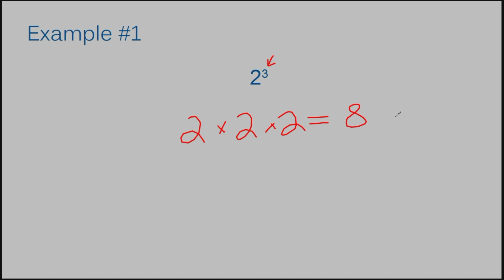Let's move on to example number 2. 4 to the second power. Okay, this is the only other exponent that has a nickname. Remember how I explained that an exponent of 3 has the nickname of cubed? Okay, well, when you have an exponent of 2, it also has a nickname. Its nickname is squared. So 4 to the second power could also be said as 4 squared.